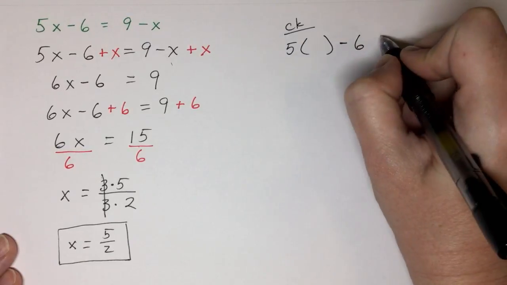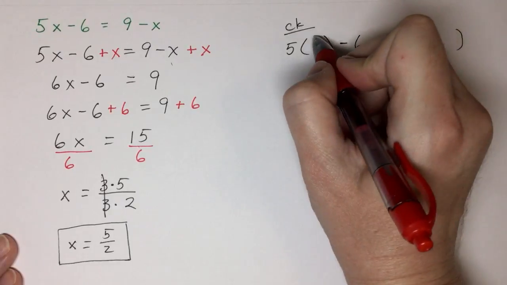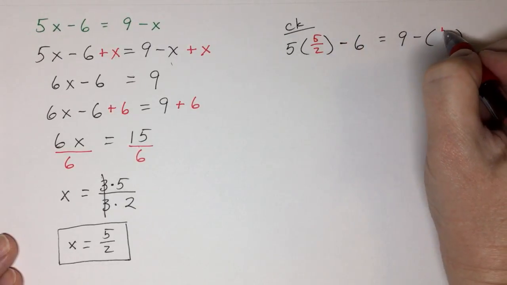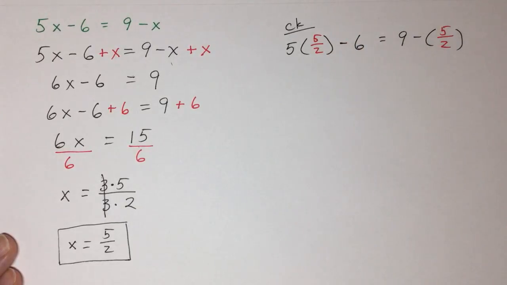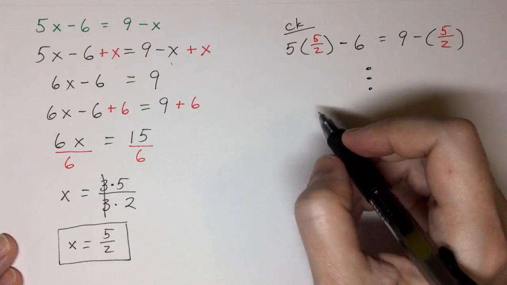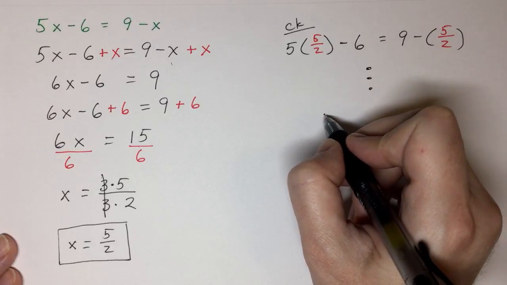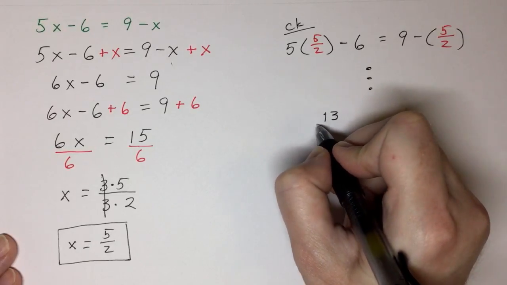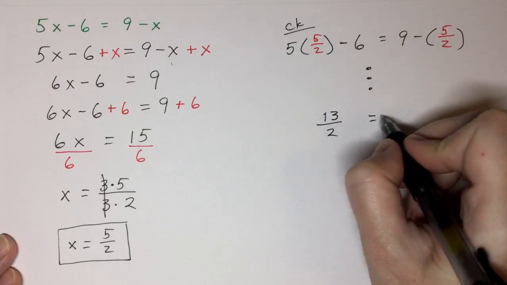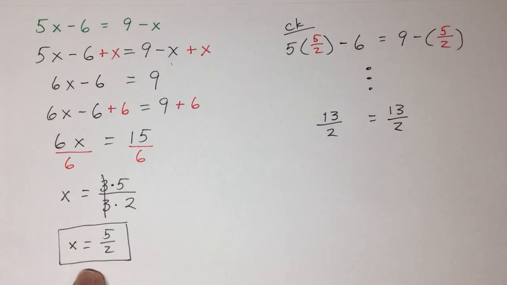5x minus 6 is 9 minus x. I claim that x is 5 halves. When I do that check, I'm going to get 13 halves is equal to 13 halves, a true statement, so we know that x equals 5 halves is the solution.